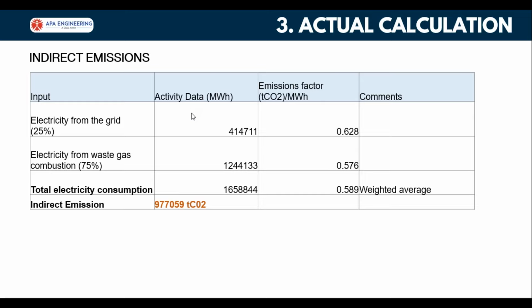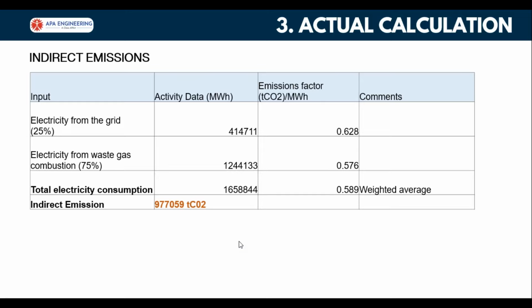You can use that. If not available, you can use the default emission factors published by IEA. And then secondly, you also have electricity from waste gases, and you also have their emission factor, and you have to total them out, and then you multiply with your emission factor, that is your weighted average, and you will come up with an indirect emission of this value. So I'm moving over to the next slide. Right now what we have done is we have attributed emissions, direct emissions, to the input and the output.